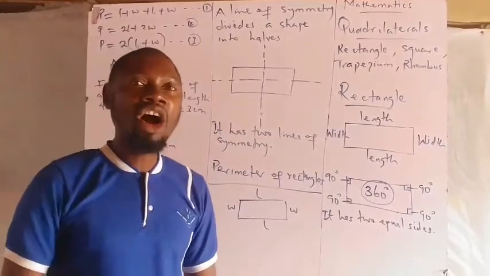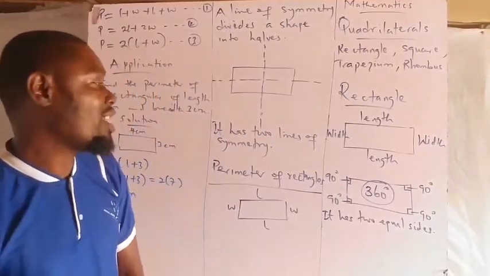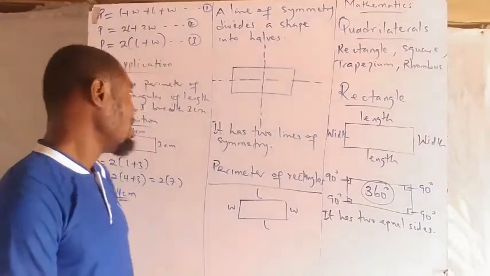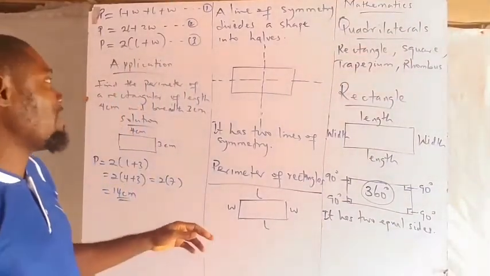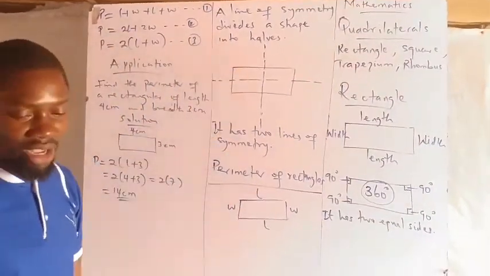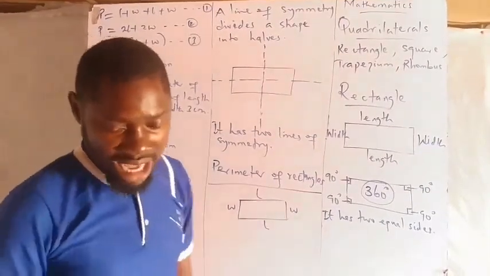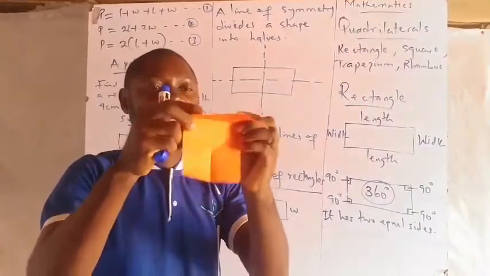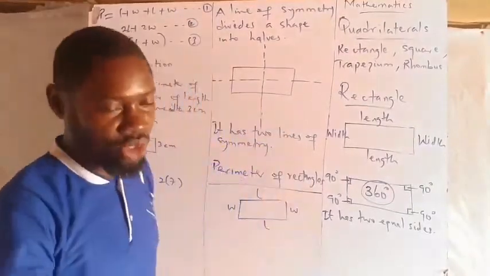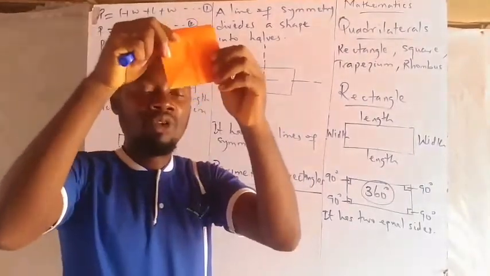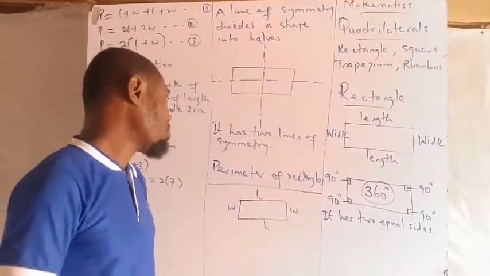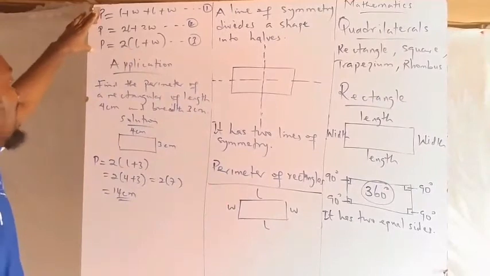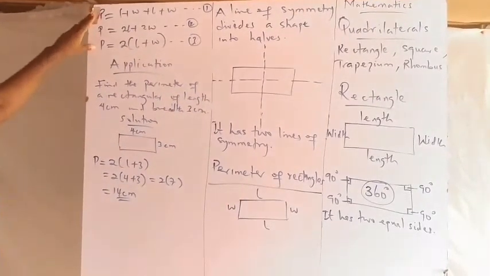If you add all the angles in a rectangle, you have 360 degrees. Then I said a rectangular shape has two lines of symmetry, and I have demonstrated that by trying to fold it equally for you to see. It has only two possible foldings that will give us equal sides. So it has two lines of symmetry, and I've given you the mathematical formulas for finding the perimeters of rectangles.